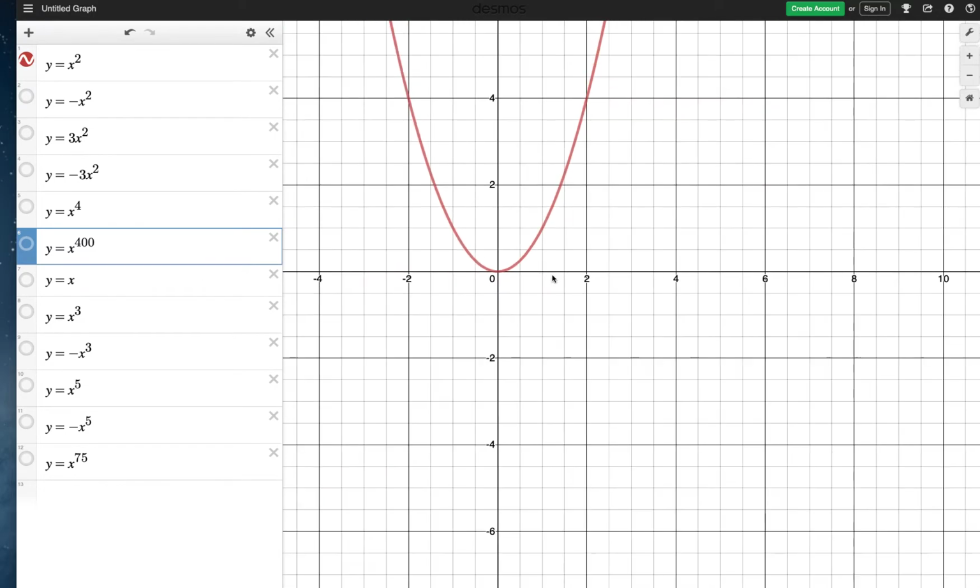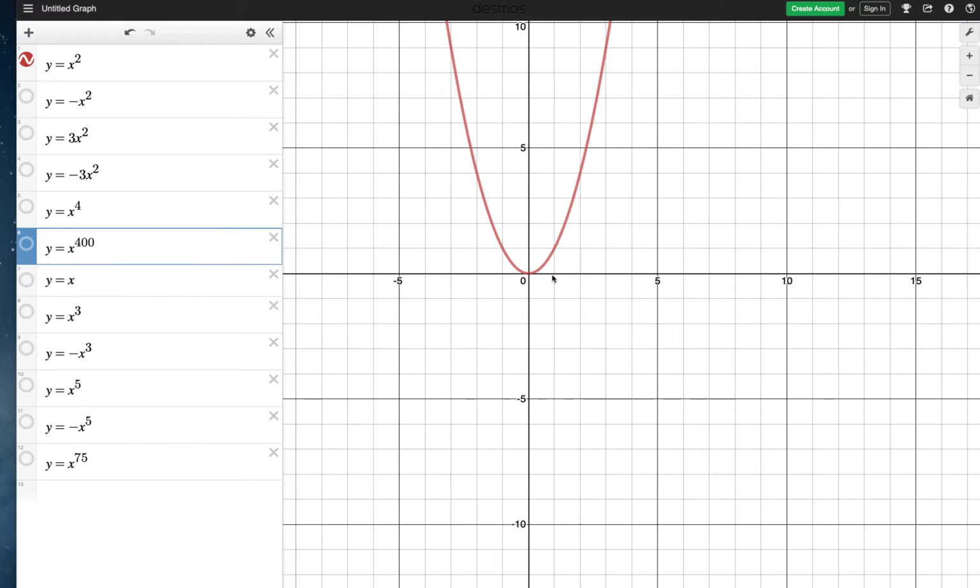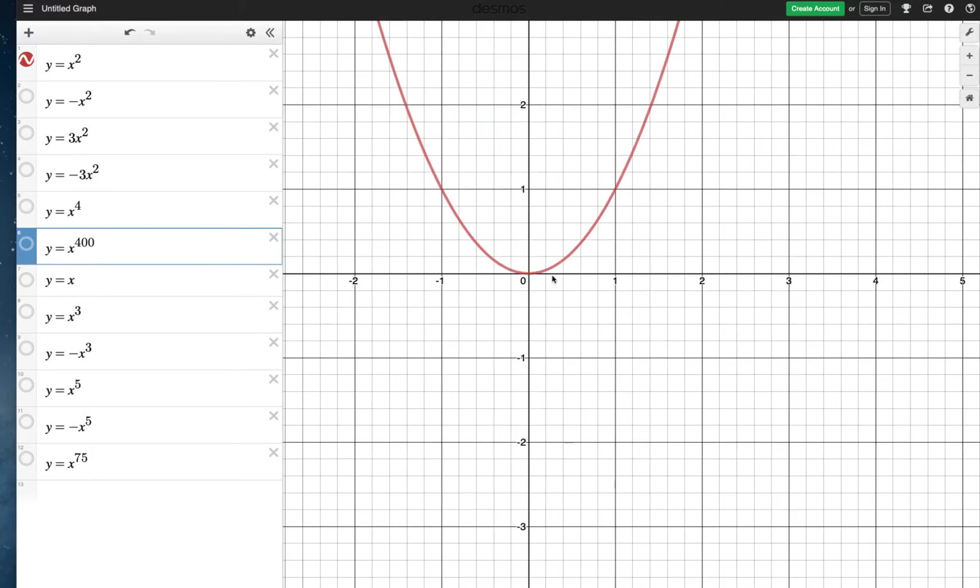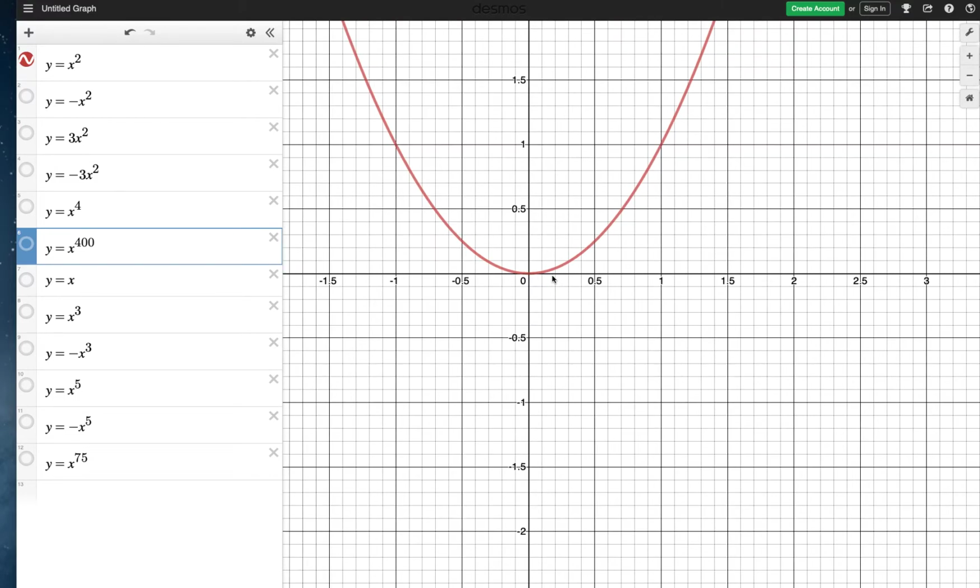And this happens as I zoom out. That's what it looks like, okay? All power functions are going to have that quality. In fact, all polynomials that we'll be looking at have that quality also. Now, I've just been looking at power functions where the power on x has been even.